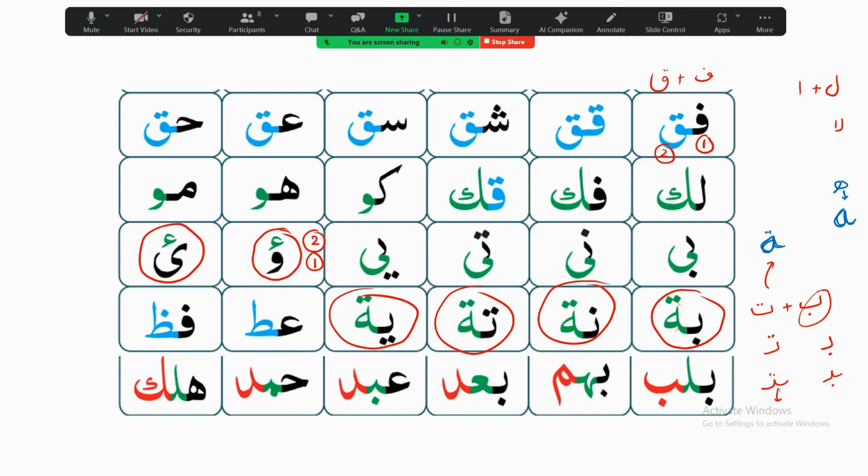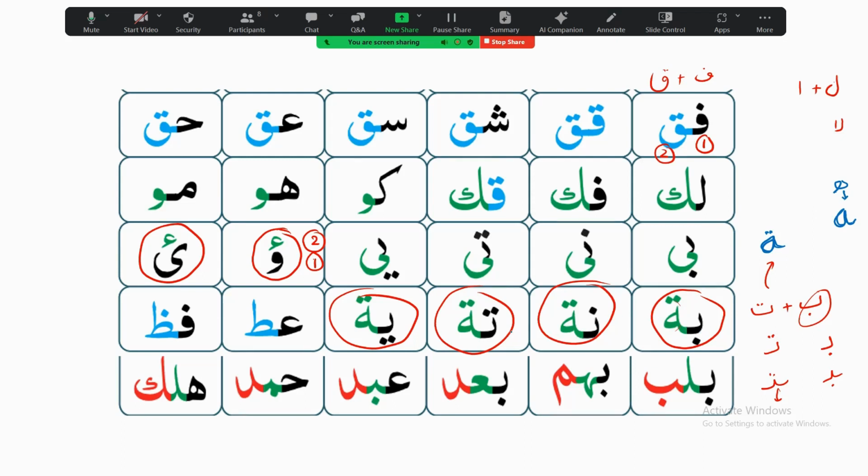For the ta letter, there are two dots on top of it on this shape. So this is like a ba and a ta, right? And this is here noon and ta. This is mostly called a round ta, right? A round ta, ba and ta, noon and ta.